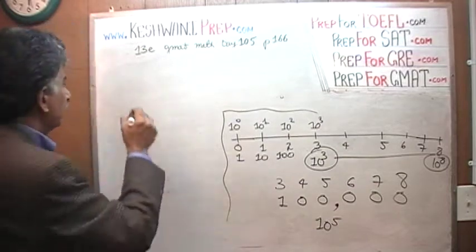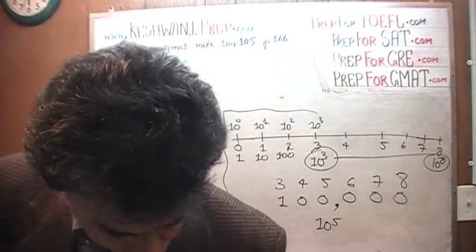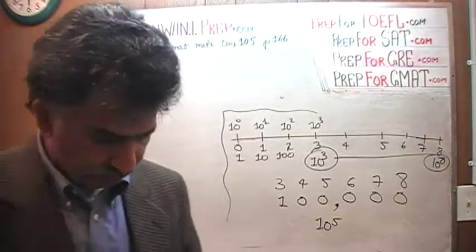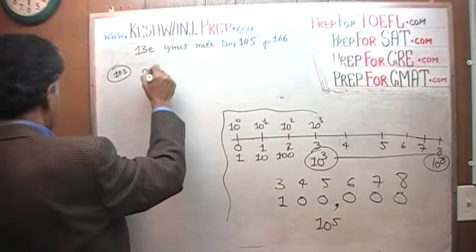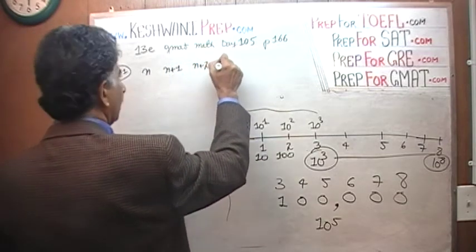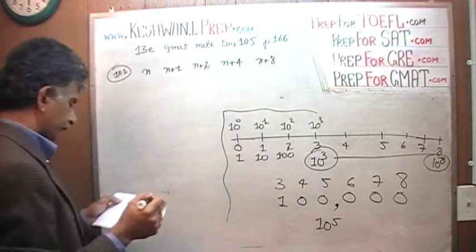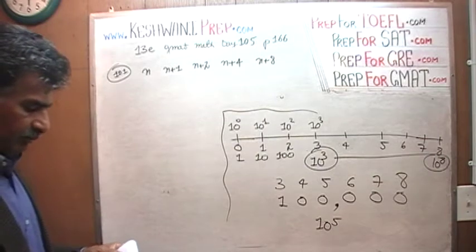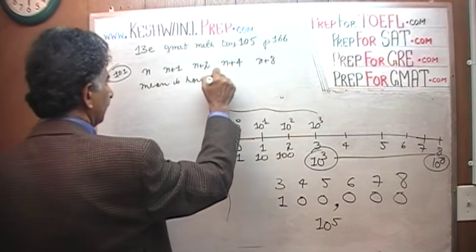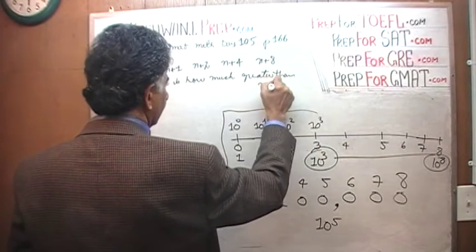The next problem is 101. In 101 they give us 5 observations, and they go something like this: n plus 1, n plus 2, n plus 4 and n plus 8. The question is, the mean is how much greater than the median?